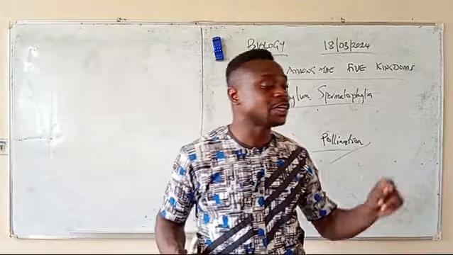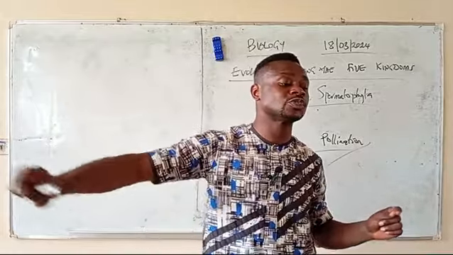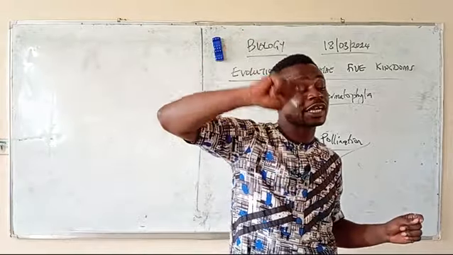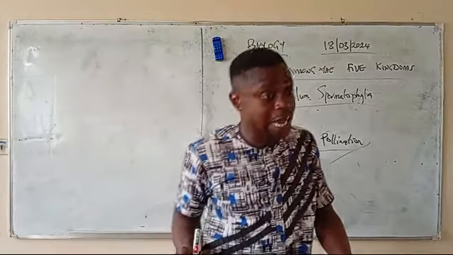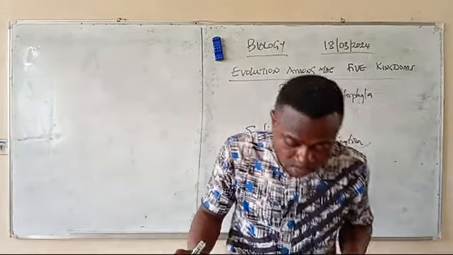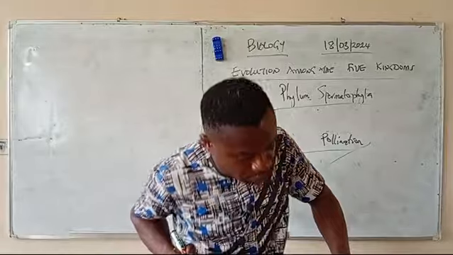This one, after pollination, there will be growth of the pollen tube. The pollen tube now carries the male gamete to the female gamete. Are we together? Good. That's what happens. Okay, let's continue.